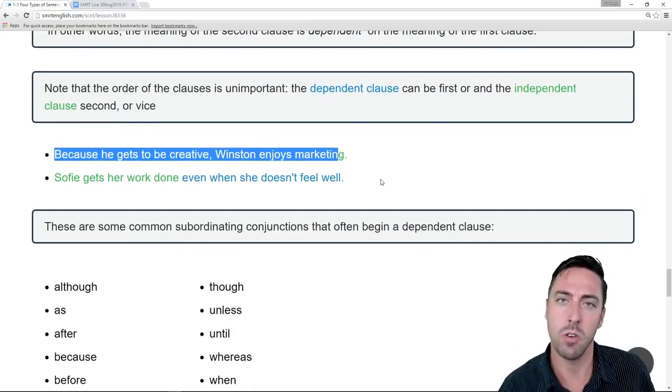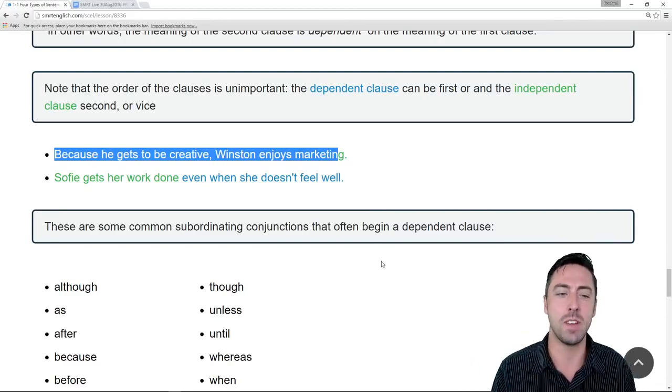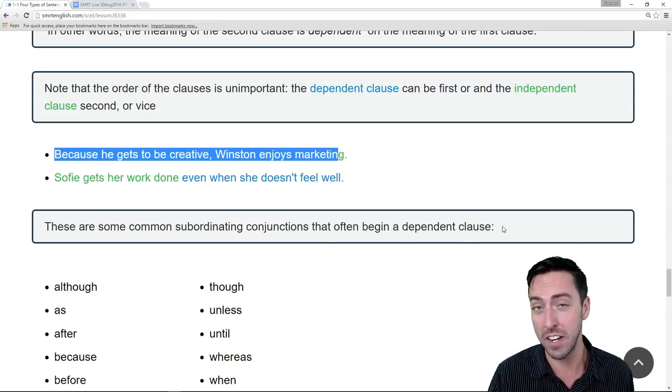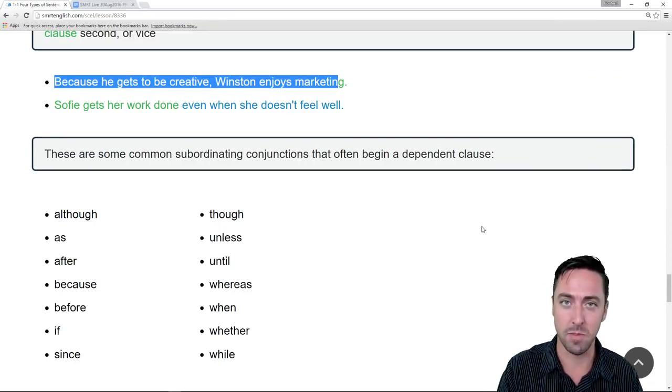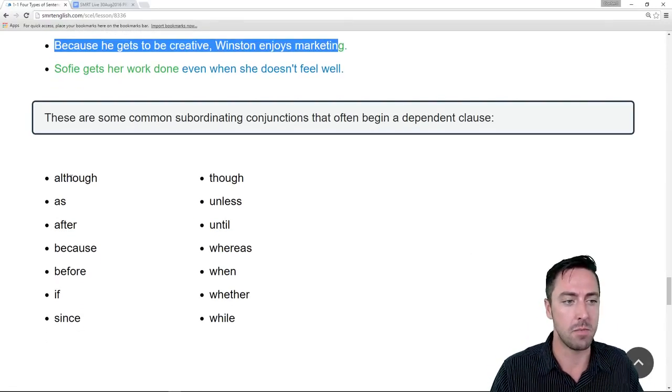I am going to keep going through this lesson. Now, there are some common subordinating conjunctions that often begin a dependent clause. There are many, and we use some more than others. So we've tried to compile a list here that can help you recognize some of the more common subordinating conjunctions.